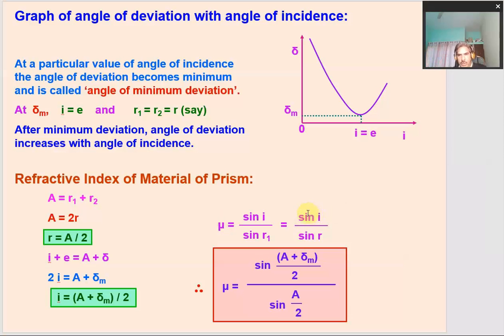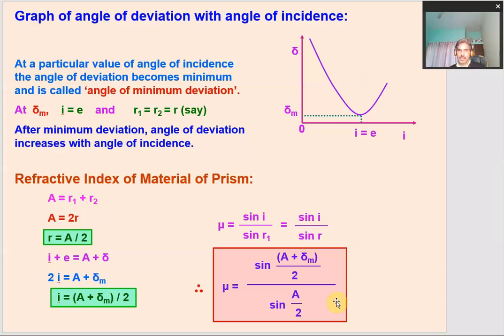Now we substitute the values of I and R from here and here. So we get the refractive index of the material of the prism to be sine of the angle of incidence, which is A plus delta m by 2, divided by sine of the angle of refraction R, which is A by 2. So this is the formula with which we can find the refractive index of the material of the prism.